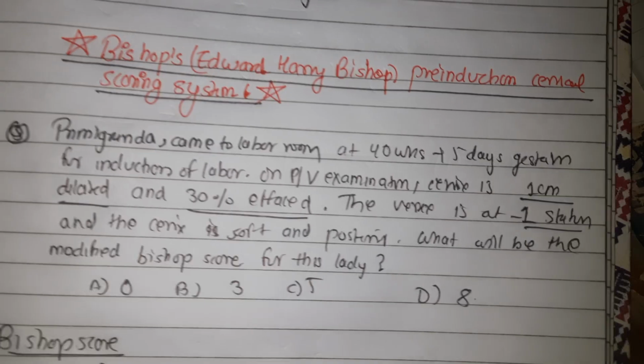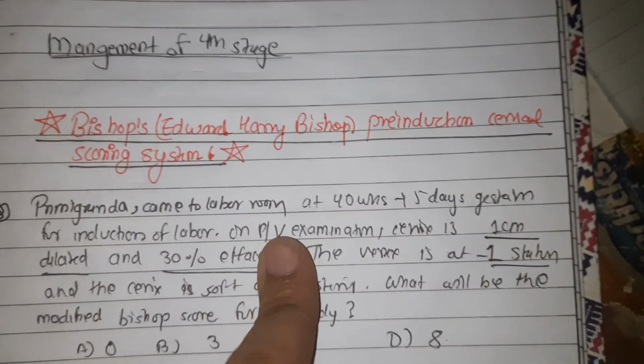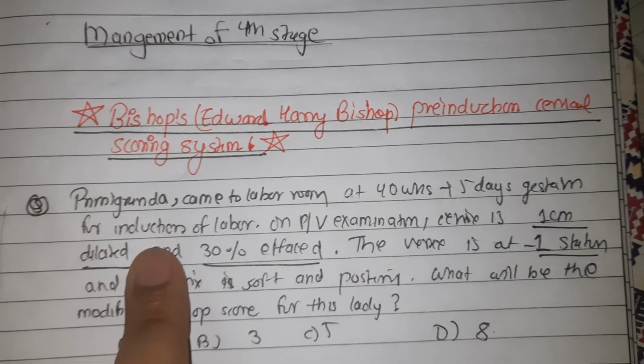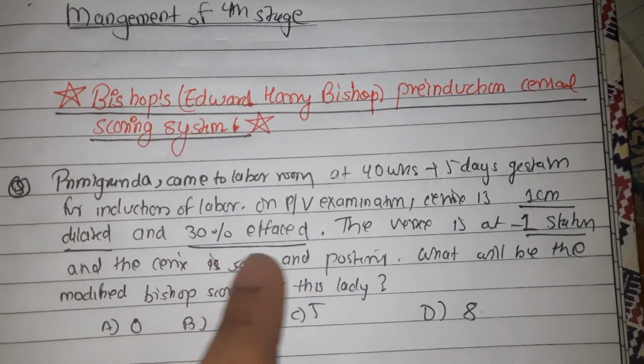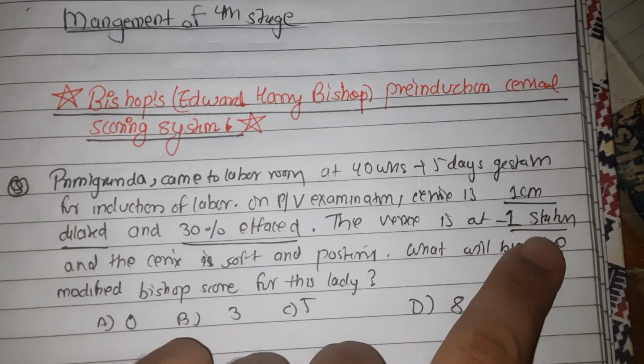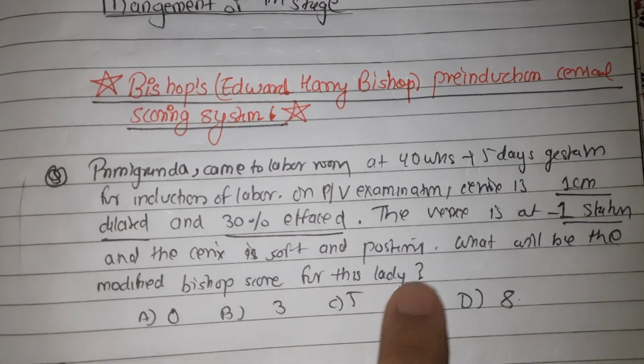Now we'll see the question. A primigravida came to the labor room at 40 weeks plus 5 days of gestation for induction of labor. On per vaginal examination, the cervix is 1 centimeter dilated, 30% effaced, and the vertex is at minus 1 station, and the cervix is soft and posterior. What will be the modified Bishop score for this lady?